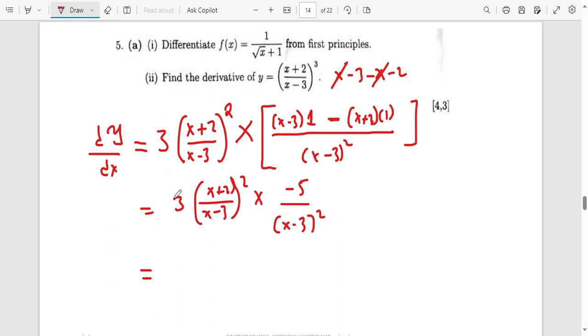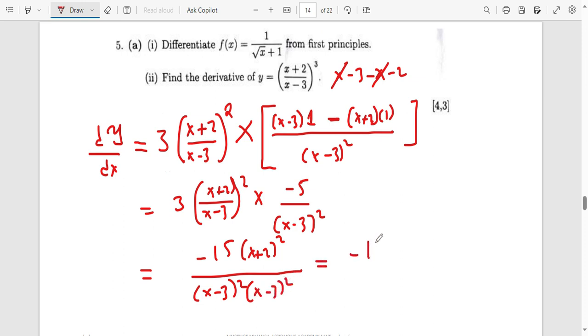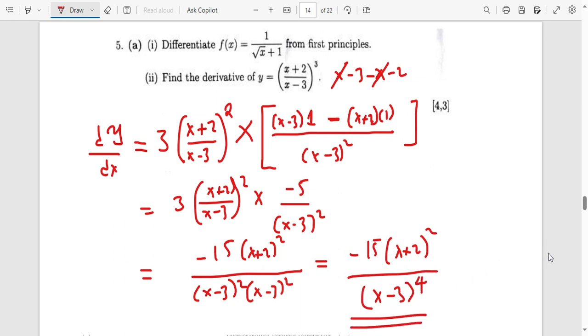Another way I can write this, I can multiply this 3 times negative 5, that is actually negative 15. And then the (x plus 2) over (x minus 3) squared, I can write as (x plus 2) squared, and then the (x minus 3) I can also write as (x minus 3) squared. But remember, we also have another (x minus 3) squared. So this gives you negative 15 times (x plus 2) squared over (x minus 3), raised to the power 4. Okay, like that.